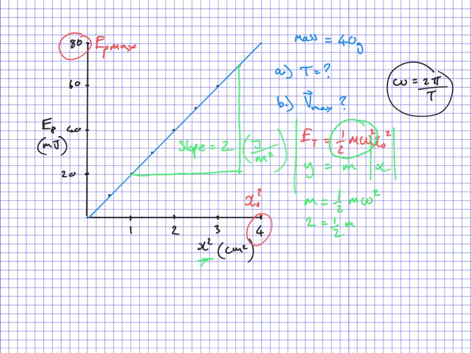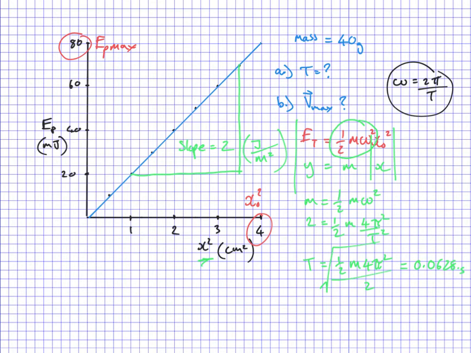Now remember that omega square is 2 pi over T. So we can go 4 pi squared over T squared. And if we keep going with this, we're going to end up solving for period. So the period is equal to 1/2 m 4 pi squared over 2, all square rooted. And that should give you a value of 0.0628 something something. That's going to be in seconds.